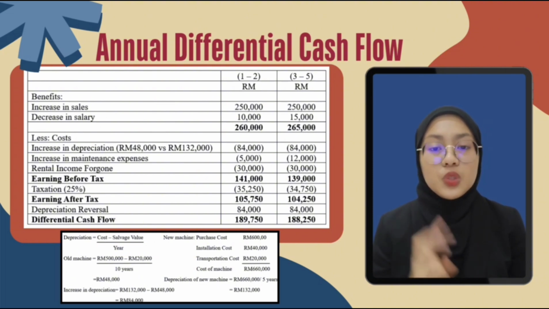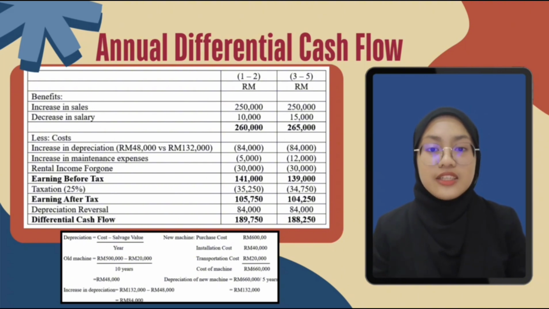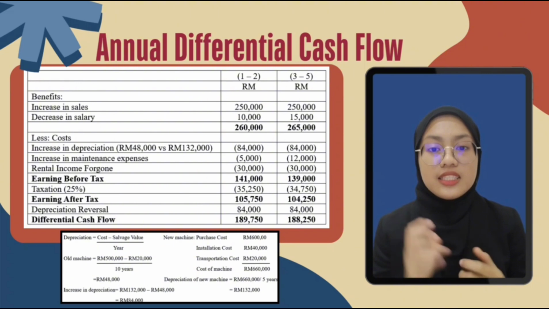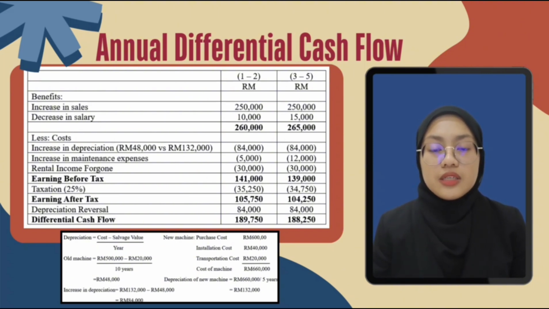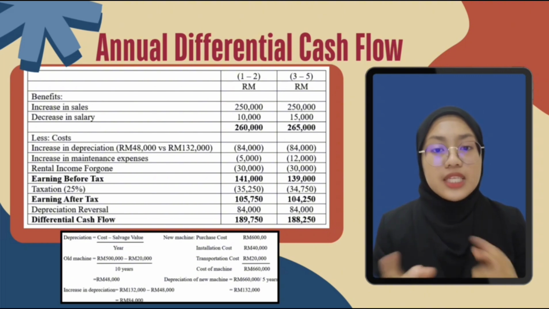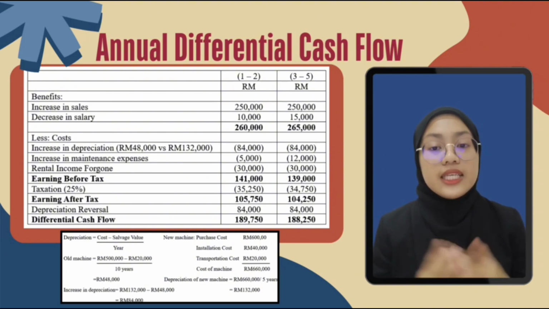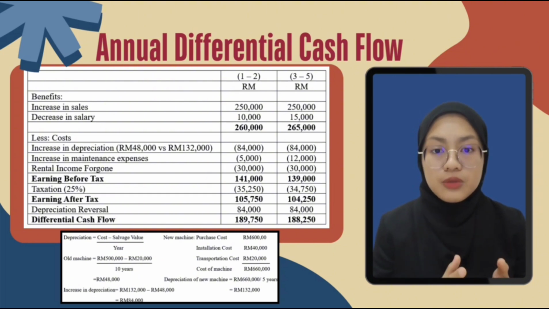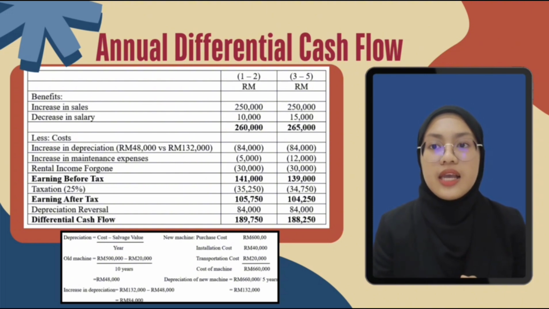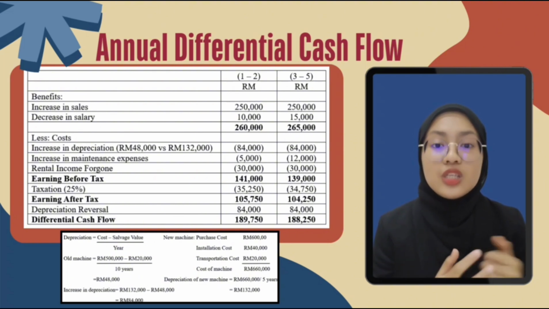So we move to the second column, which is year 3 until year 5. The sales is increased by RM250,000, and the salary is decreased by RM15,000. So we got RM265,000, and we need to minus all the costs: the increase in depreciation, which is RM84,000, the increase in maintenance RM12,000, and the rental income program, which is RM30,000. So we got RM139,000, and we need to minus 25% of tax, which is RM34,750, and we got the EAT, which is RM104,250. We add back the depreciation RM84,000, and we got the differential cash flow, which is RM188,250.